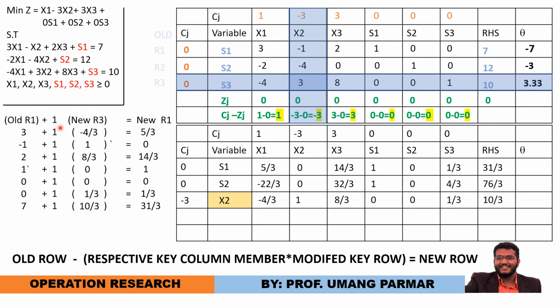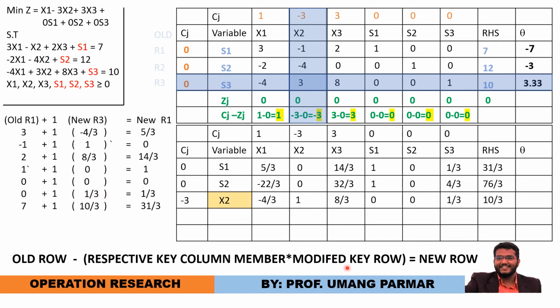So how did plus 1 come? Because here it is a minus sign, and here it is mentioned respective key column member. So minus respective key column member. Right now the respective key column member is minus 1. So minus, in the bracket, minus 1, that will become plus 1.